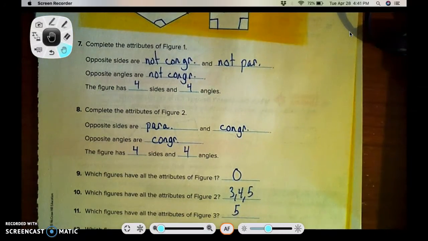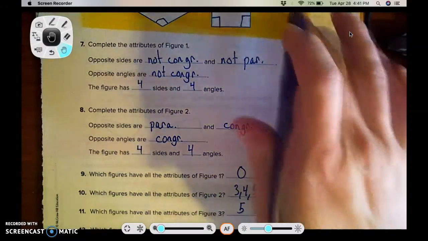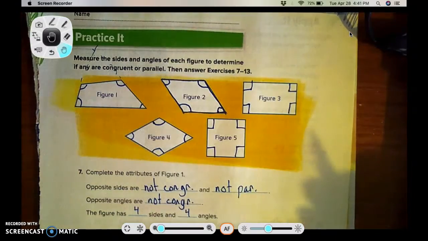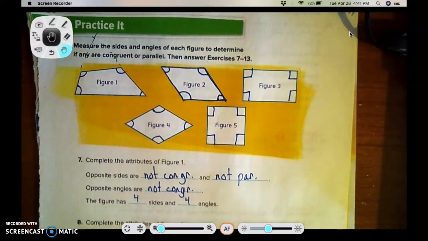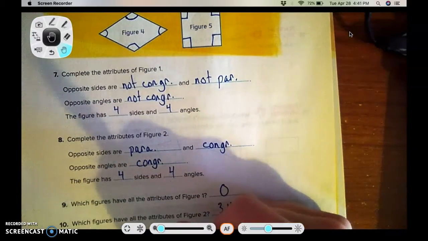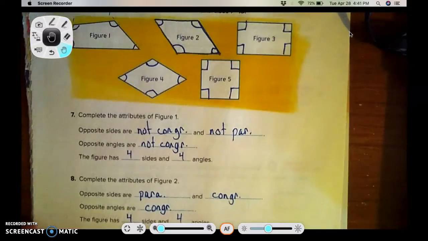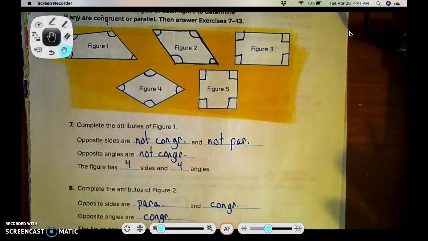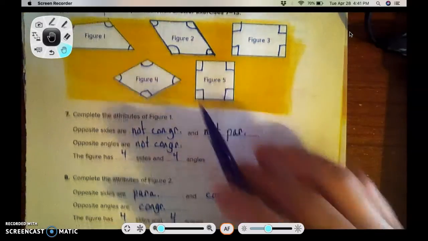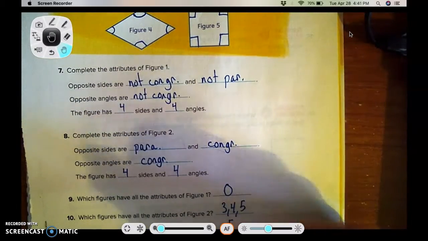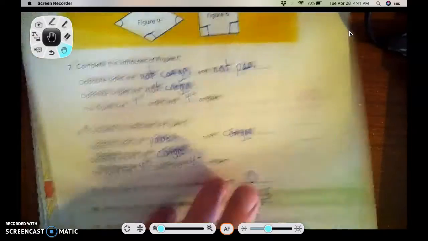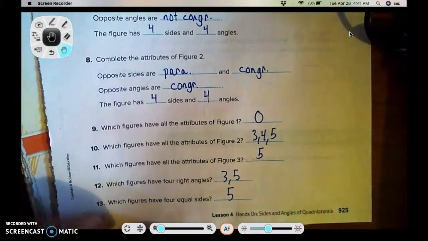Okay, it says which figures have 4 right angles. Again, figure number, sorry, I'm not showing you very well. Figure number 3 and figure number 5, the rectangle and the square. And which figures have 4 equal sides? The only one where all the sides are congruent is going to be figure number 5. Alright, so, sorry, I didn't show you that very well.